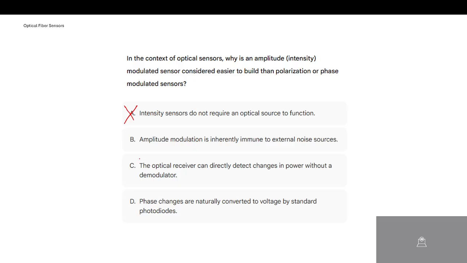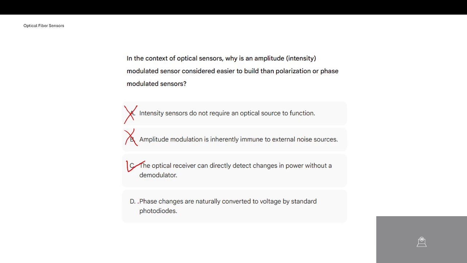We required it. Second thing, amplitude modulation is inherently immune to external noise source. It's not like that. Each and every modulation has the external noise source. Then, the optical receiver can directly detect change in power without a demodulator. Without demodulating, we can directly detect change in power. So we don't need to demodulate it. So that's why the amplitude modulated sensors are considered easier.